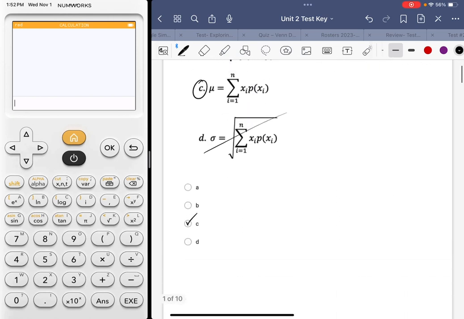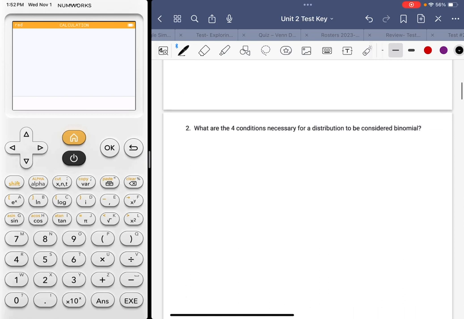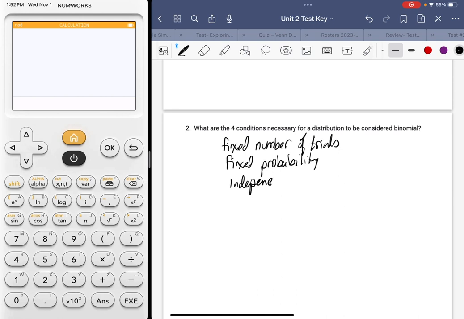So, just in case, what are the four conditions necessary for a distribution to be considered binomial? Fixed number of trials, fixed probability, independent events, two outcomes.